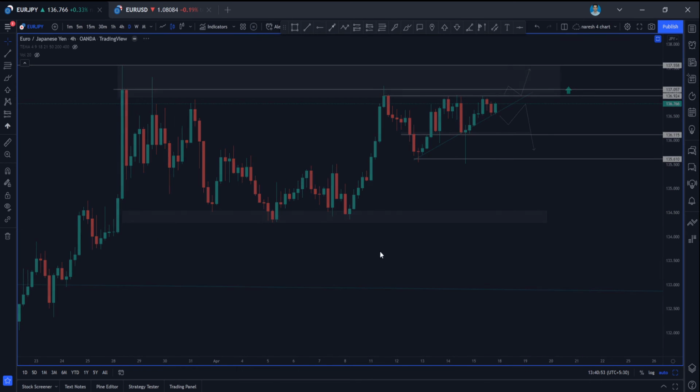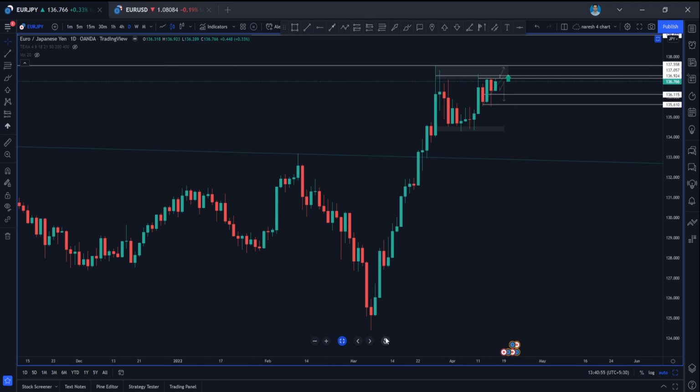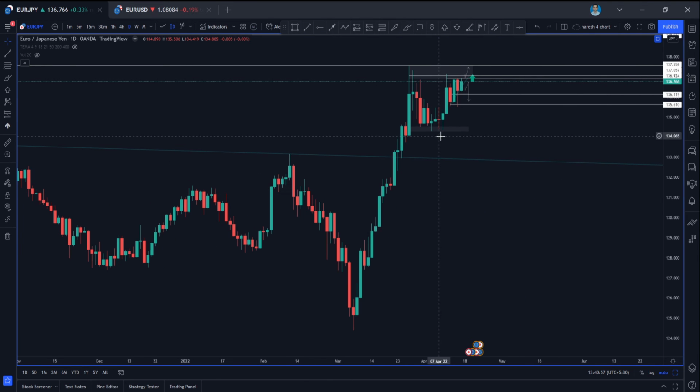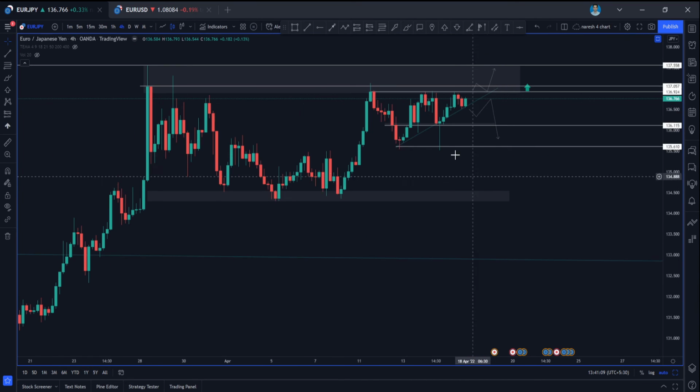In Euro JPY, we made a big pump and it made a consolidation here, and it is not able to come down. And we are also able to see the bullishness of the 1 day time frame. So right now it is consolidating. If it is breaking up again above this important rejection area, and if it is coming to this trend line again, I'm looking for a long entry from here.